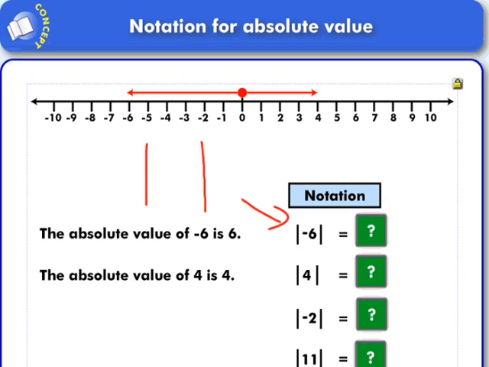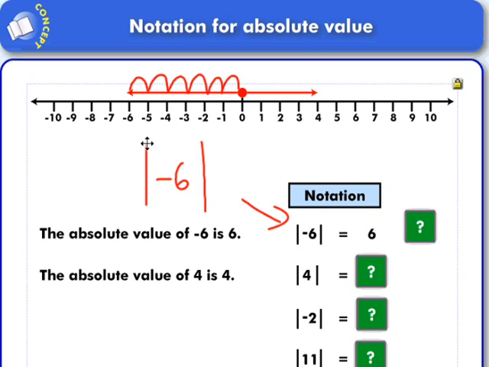And our first example here is, what is the absolute value of negative 6? So how far is negative 6 from 0 on a number line? Well, it's 1, 2, 3, 4, 5, 6. It's 6 units away from 0 on a number line. So the absolute value of negative 6 is 6.